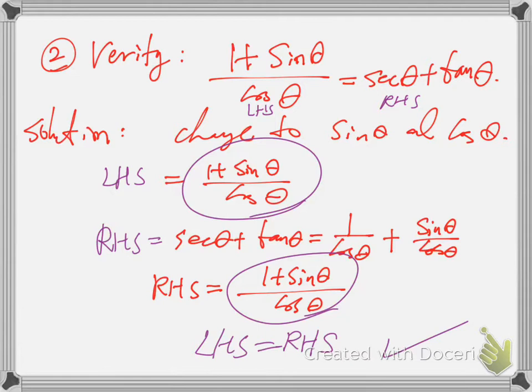For easier questions, that's the only thing you need to do. You just change everything to sine and cosine, combine something, cancel something, and you got the answer. Now let's look at a harder example. Let's verify this identity.